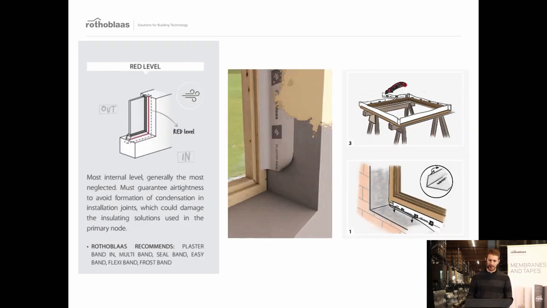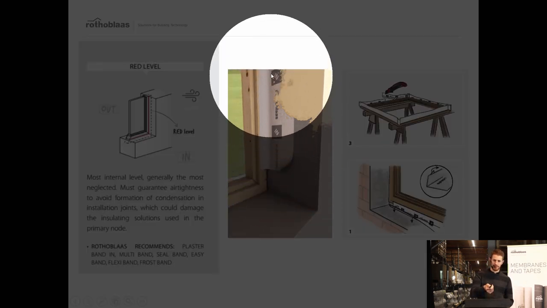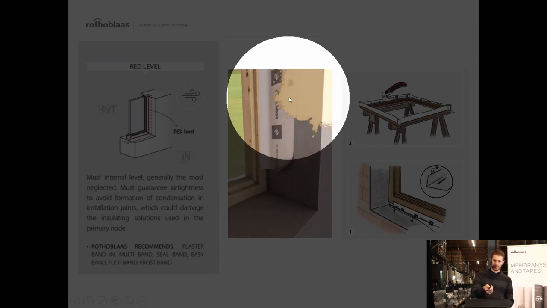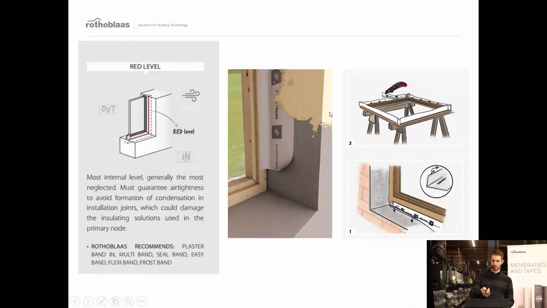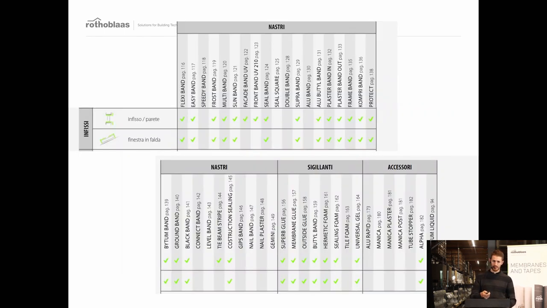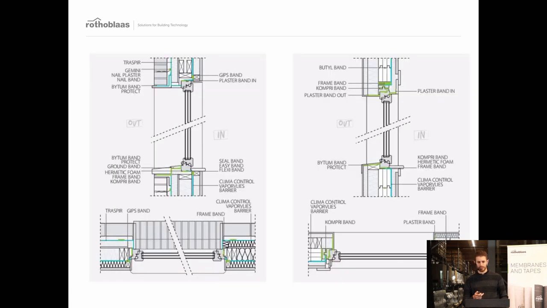And the final level is the red level on the inside, and you see, for example, here that you have your membrane, which is continuous in this scenario with a plaster finish of your wall, because plaster is airtight, just like the membrane. So you make sure you have the continuity. These are the products that you can use to achieve this for windows.